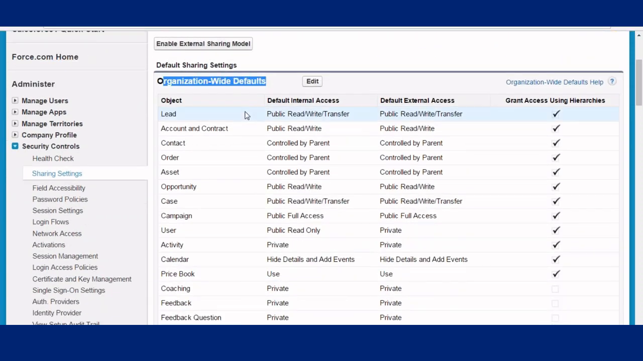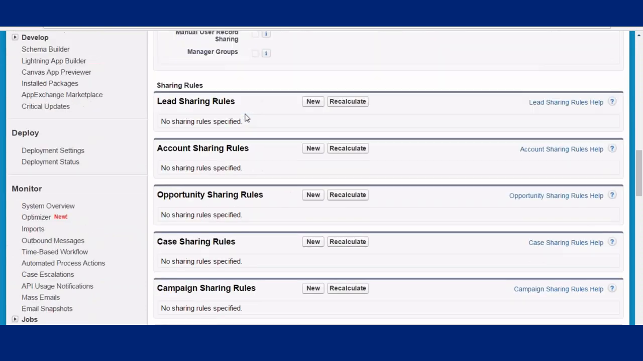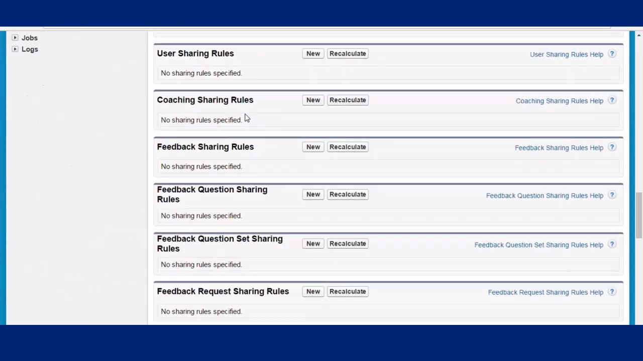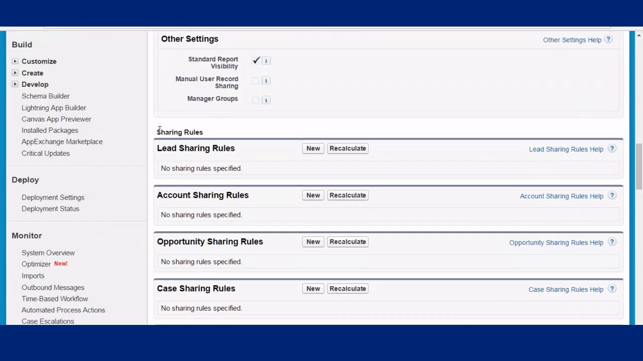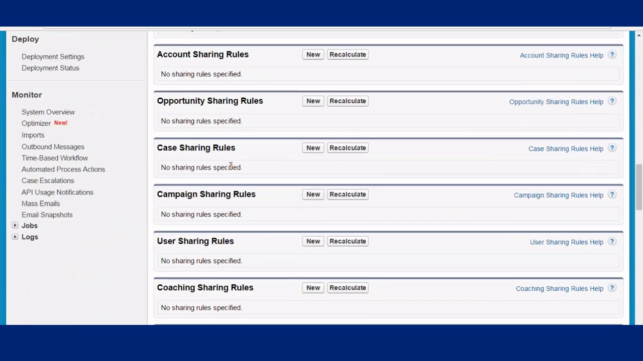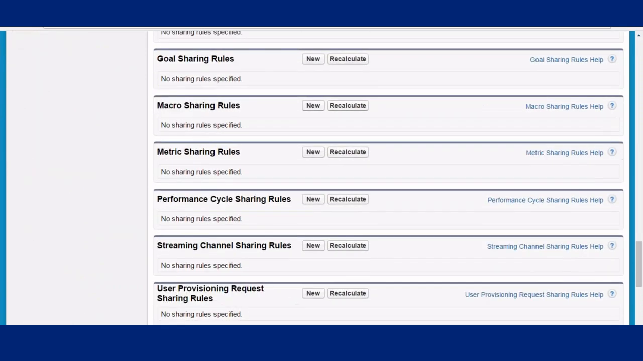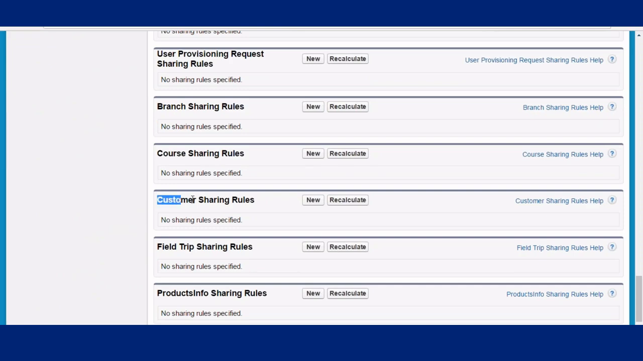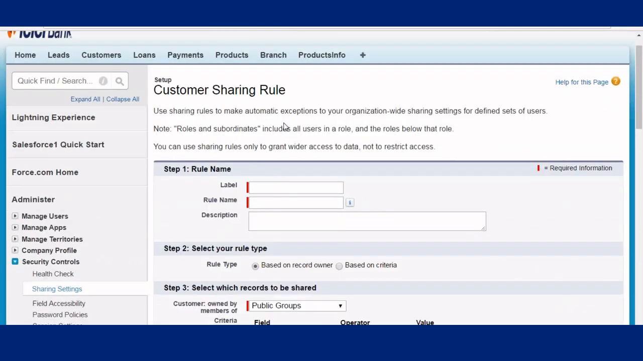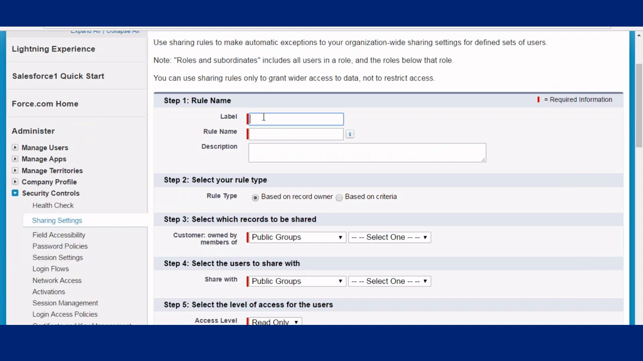Organization-wide defaults. Scroll down. When you scroll down, what are you finding here? You are finding the sharing rules. Customer sharing rule. So what am I doing here? Share with the manager.